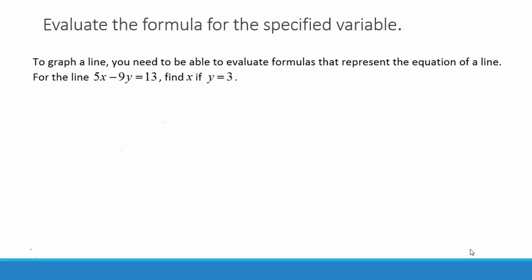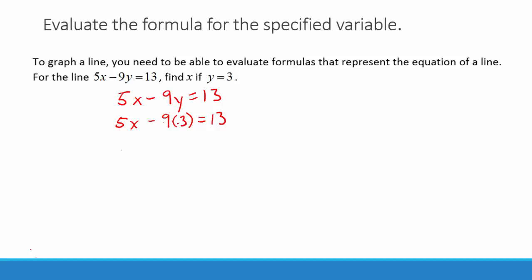To graph a line, you need to be able to evaluate formulas that represent the equation of a line. For the line 5x minus 9y equals 13, find x if y is 3. We will rewrite the equation. We know the value for y, so we will rewrite the equation putting a parenthesis where our variable y is. Then we will substitute 3 for y.